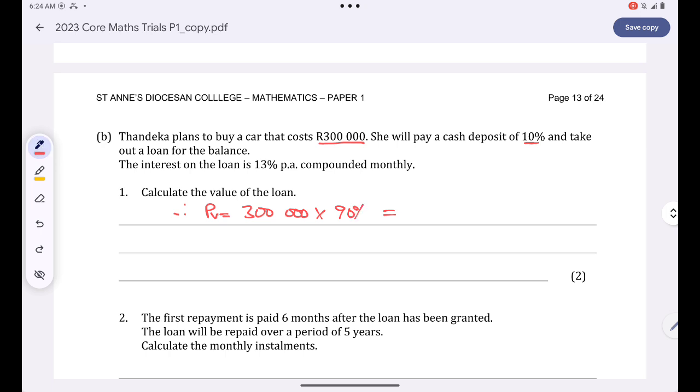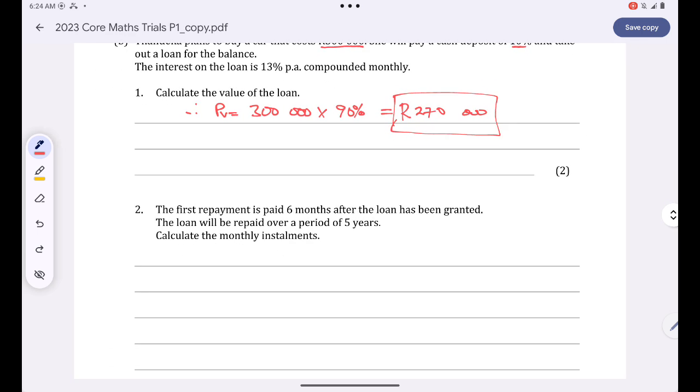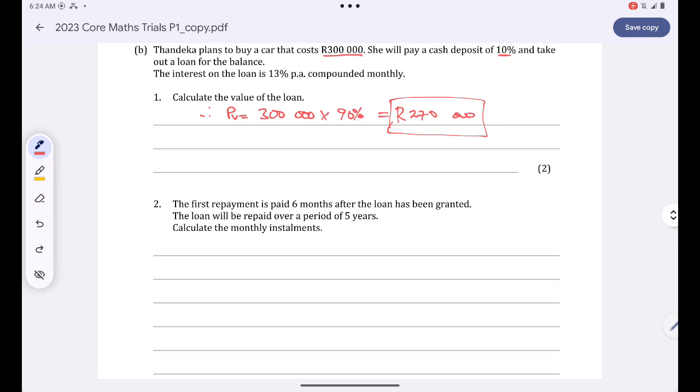Man, this is 90%, né? It's 300,000 multiplied by 90%, or by just 0.9. We'll simply get 270,000 rands. So this amount will be financed by the bank. Okay, the first payment is made 6 months after the loan has been granted. The loan will be repaid over a period of 5 years. Calculate the monthly installment. Okay.